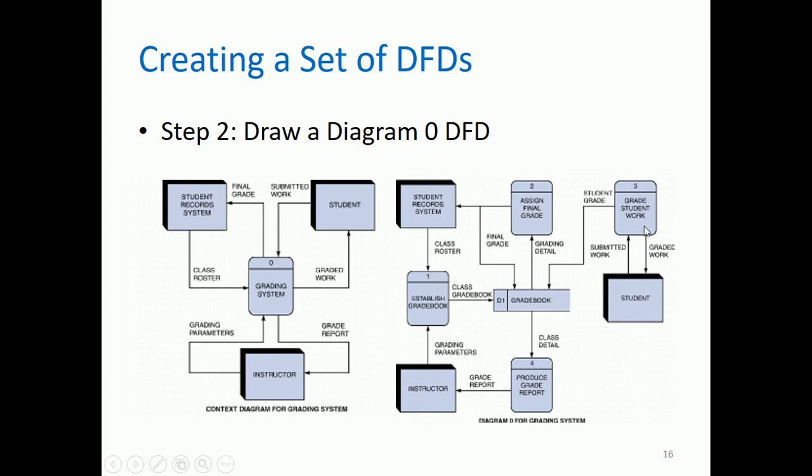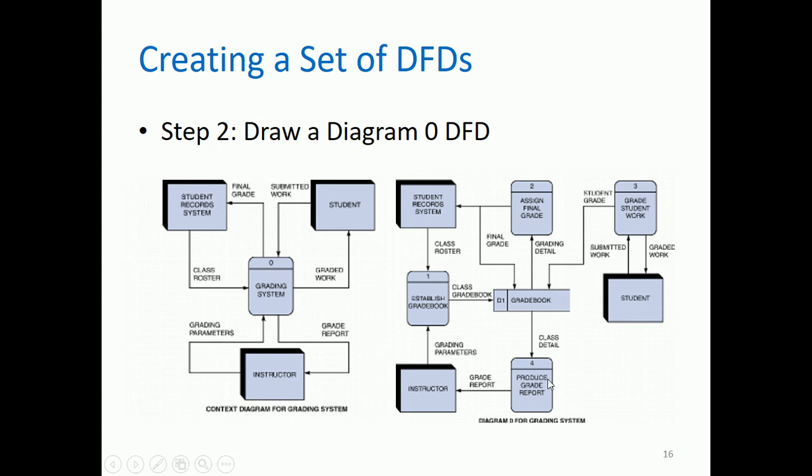And then for process number three, grade student work. After grading the student's work, you will have a student grade, and this will be stored in the gradebook. Again, in the process grade student work, the output is graded work, and it will be given back to the student. And of course, before it is graded, the student must submit the submitted work.